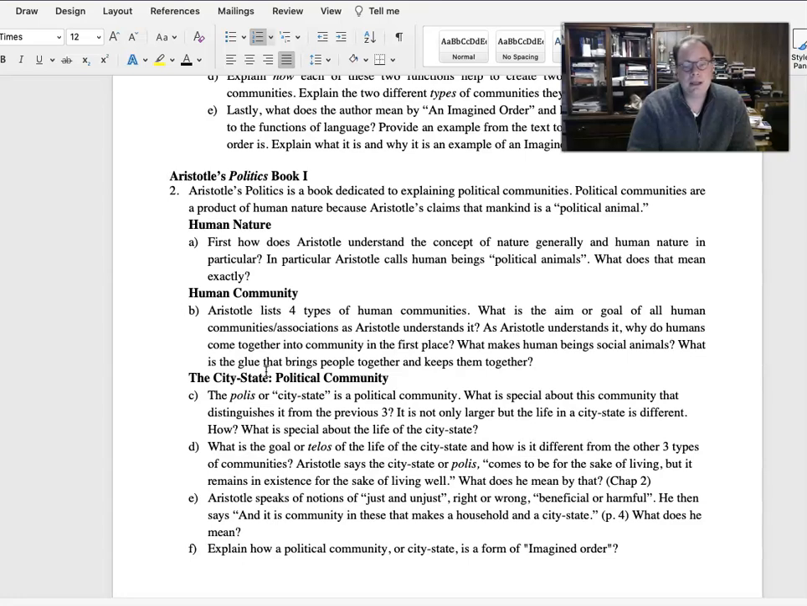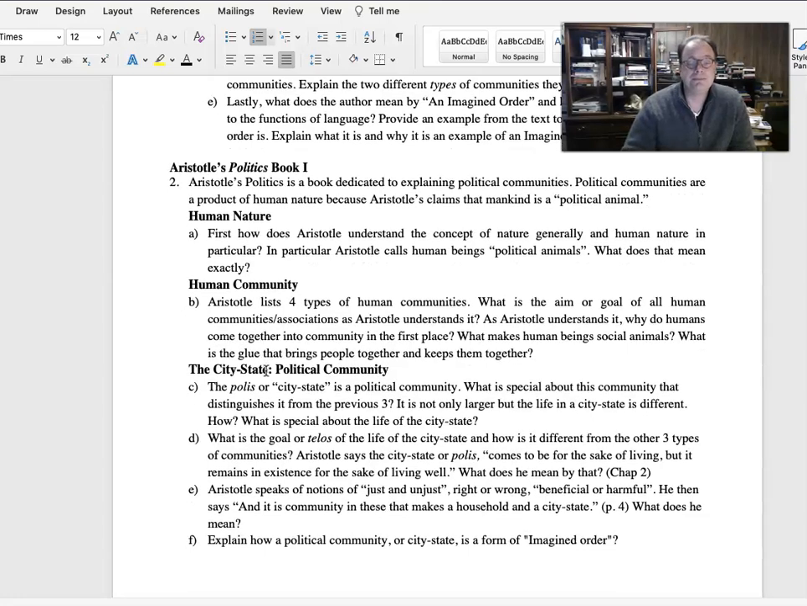What is the glue that brings people together and keeps them together? So all these things are the same way of asking about that central thing that brings people together in human relationship, or that central set of things. Could be more than one.